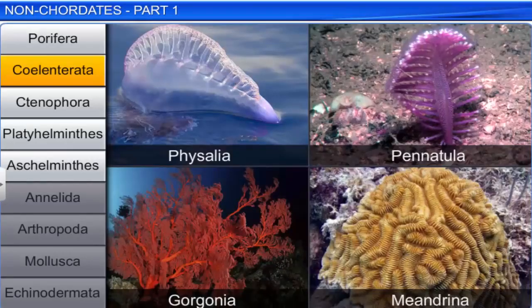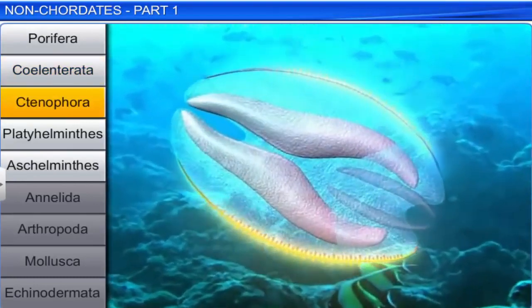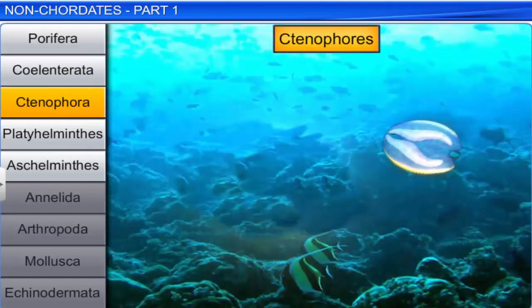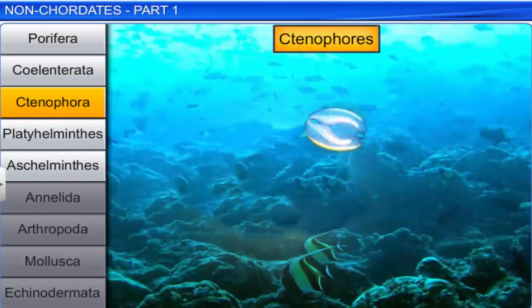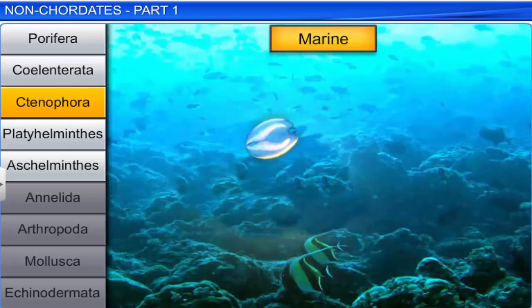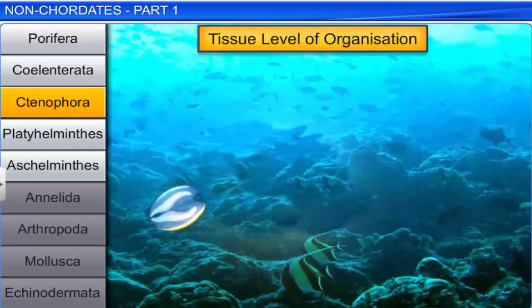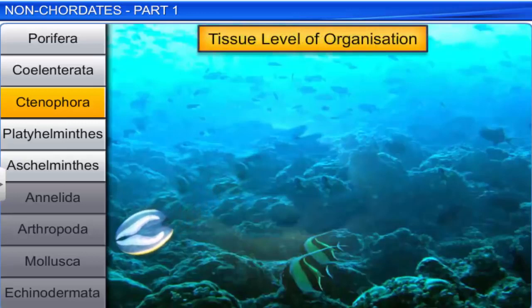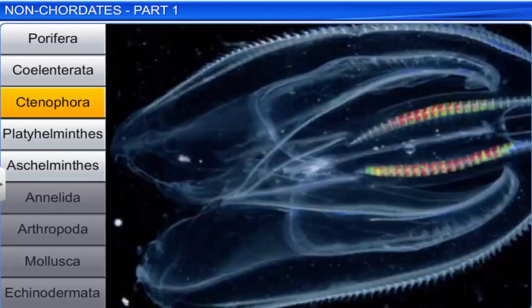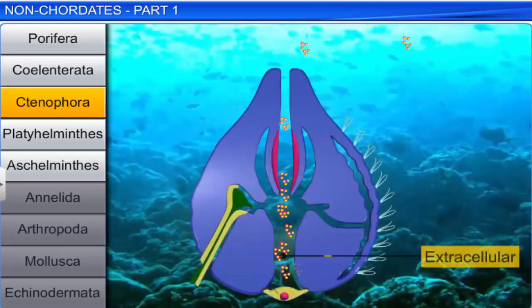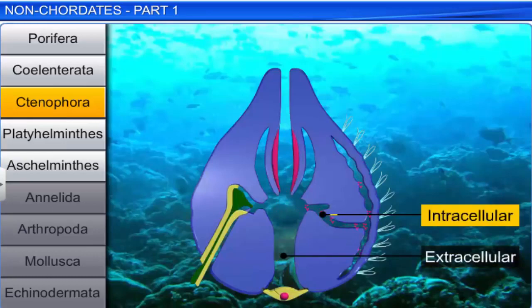The next phylum is Ctenophora. Ctenophores are commonly known as sea walnuts or comb jellies. These animals are marine, radially symmetrical, diploblastic, with tissue level of organization. They have 8 external rows of ciliated comb plates, which help in locomotion. Digestion in these animals is both extracellular and intracellular.